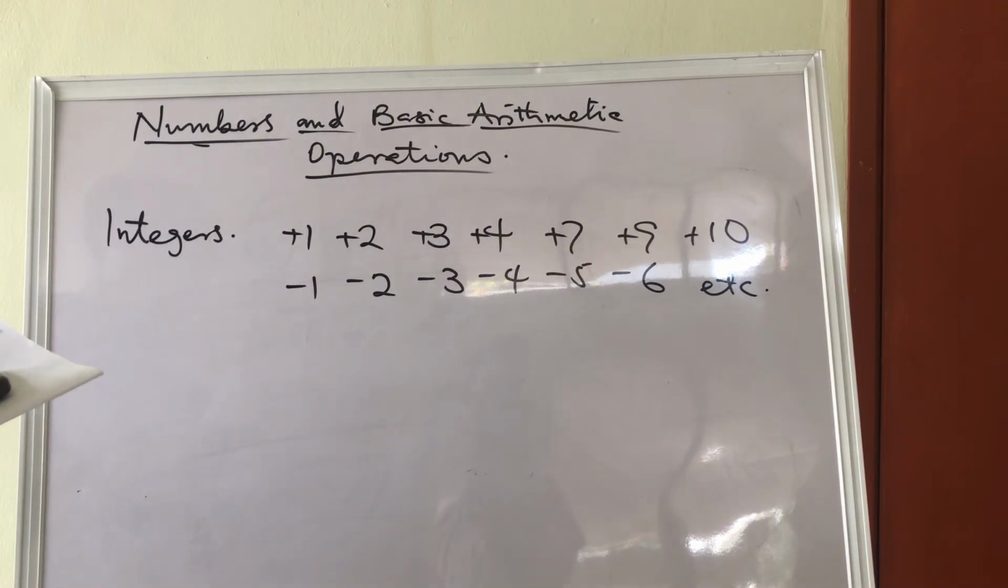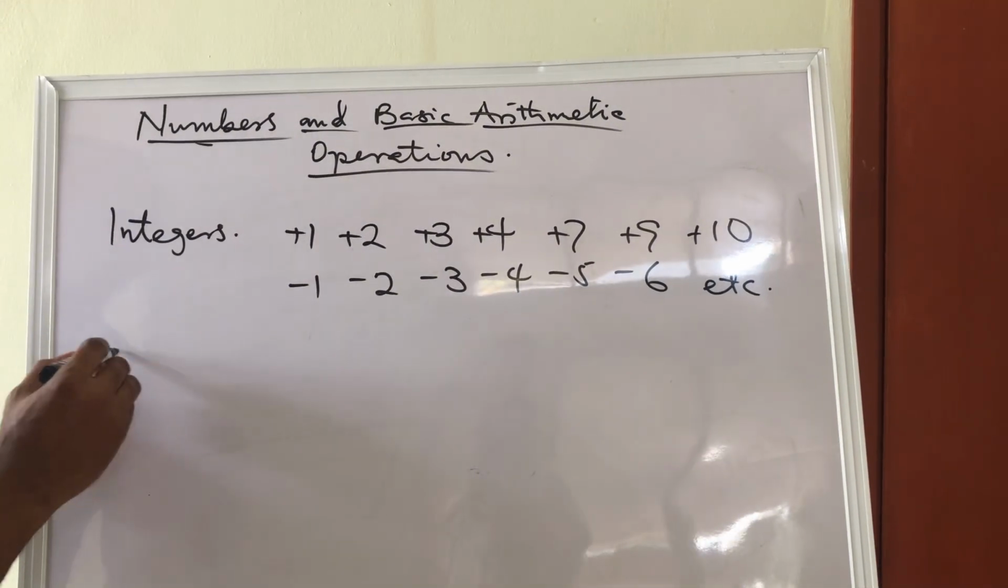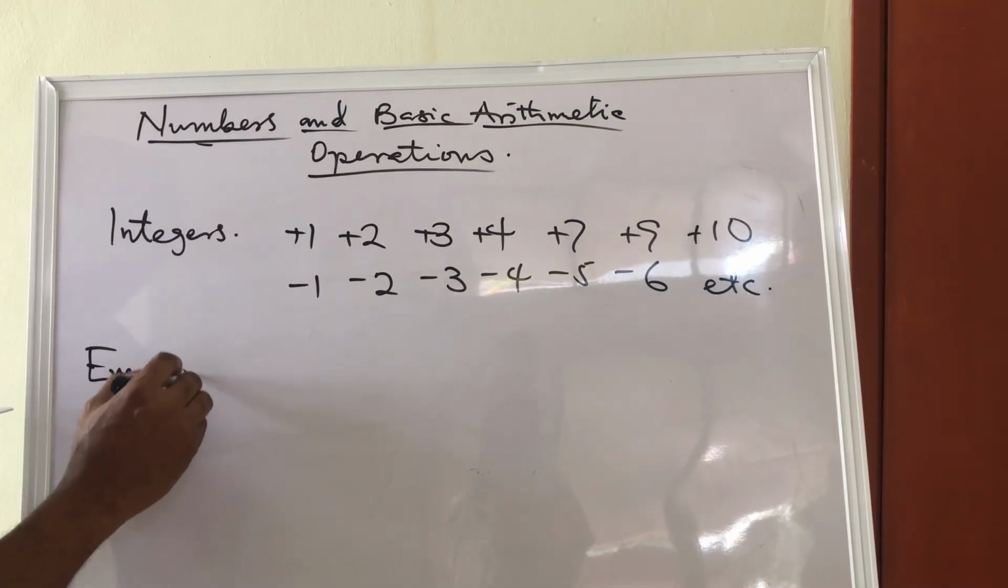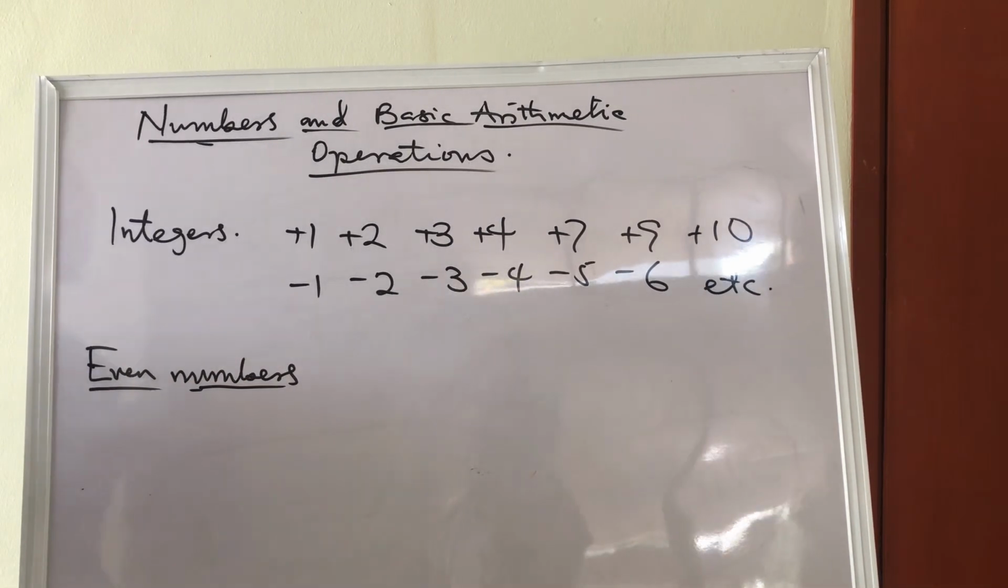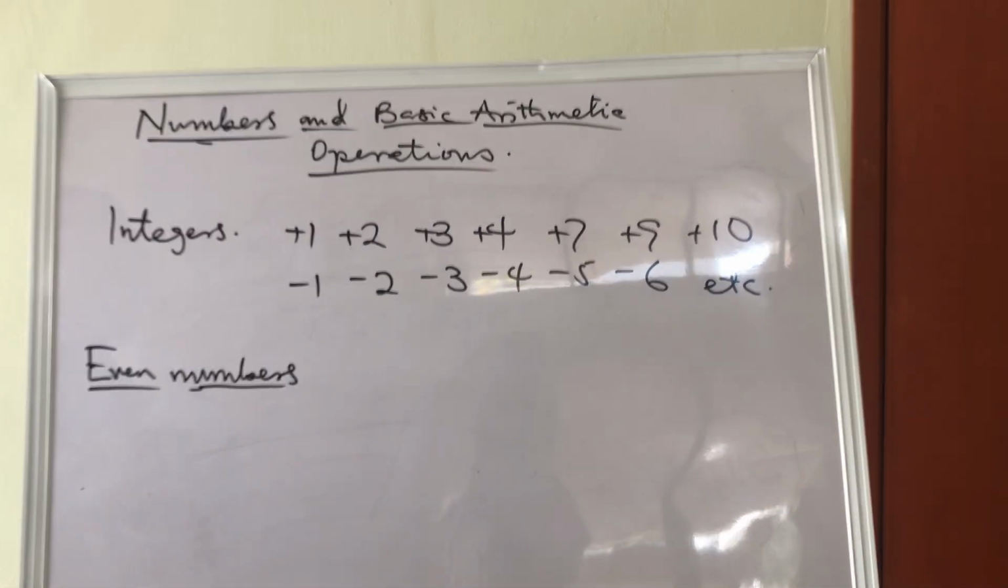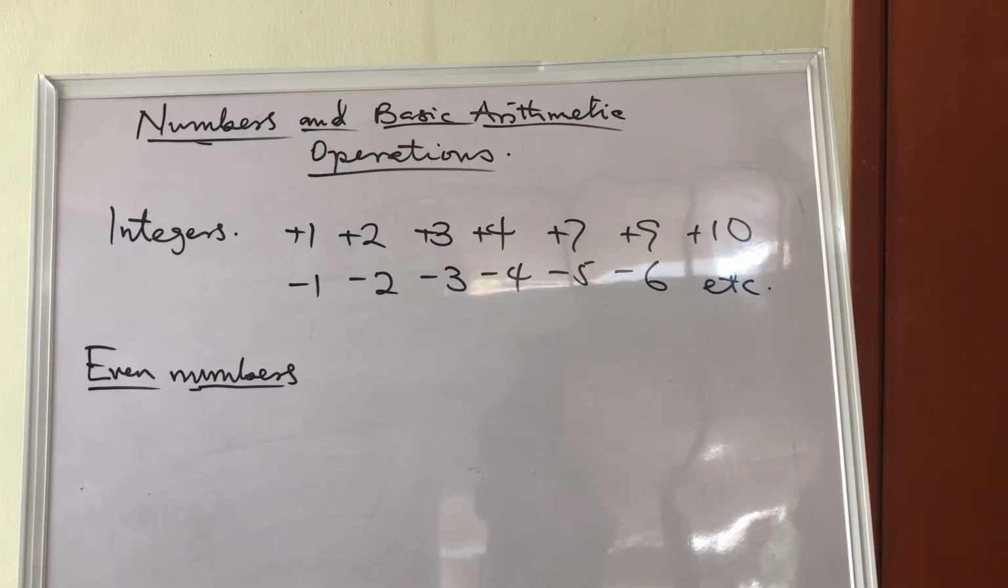And then you have what is called even numbers. These are very simple terminologies, but I think they are important. It's important that we note them. So what are even numbers? Even numbers are numbers that are divisible by 2. Numbers that can be divided by 2 are referred to as even numbers.